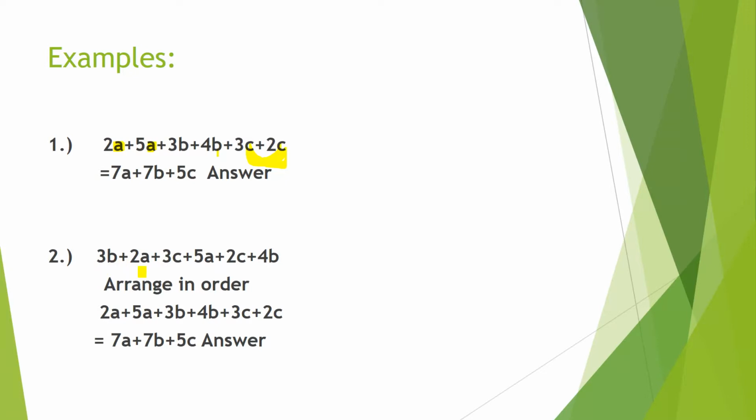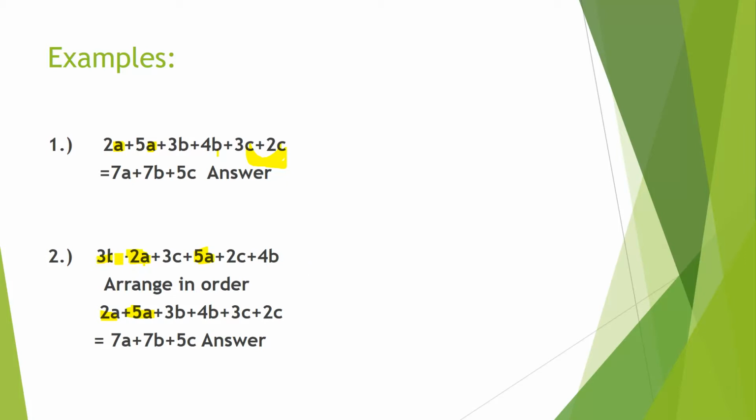Here is 3b plus 2a plus 3c plus 5a plus 2c plus 4b you have to add. So first thing is you have to arrange in order. How you will arrange these numbers in order? So see, according to base, not according to coefficient, according to base. So this is the base. 2a, so this is 2a. I will highlight it, so at the end I will see that everything is okay. So this is 5a, so then is 5a, right? No more a's here.